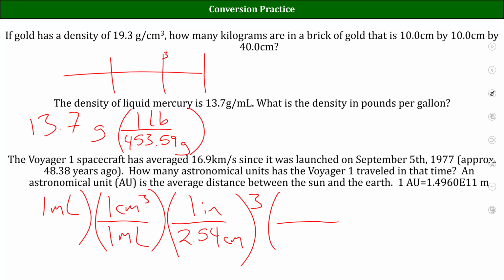Once we're in inches cubed, our other conversion is that 231 cubic inches is 1 gallon. Right, so there's 1 times 1 divided by 2.54 cubed divided by 231. So it should be a pretty small number when we do this.